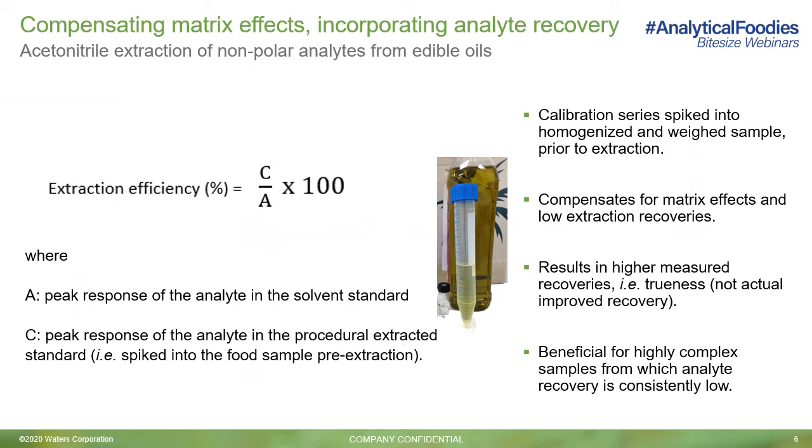Another approach to be mentioned is procedural calibration. This method is very similar to matrix matched calibration, so samples or commodities exhibiting similar matrix interferences are grouped during analysis. However, the main difference is that we spike all matrix-based calibrants to the required final concentrations after weighing the sample and prior to extraction.